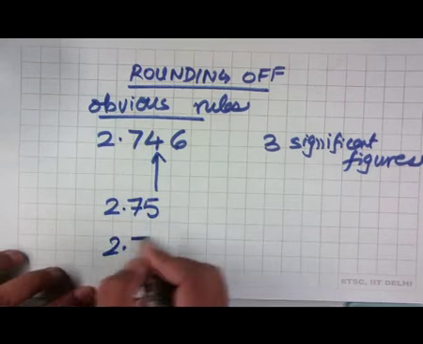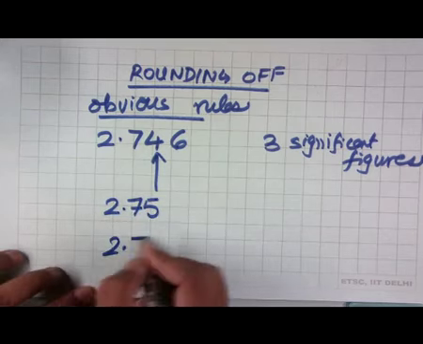And if the preceding digit is odd, then we add 1 to the preceding digit. For example, if we are talking of 2.735 up to 3 significant digits. We look at this digit 5 and the digit preceding this is 3, which is odd. So, therefore, this would be rounded up as 2.74.